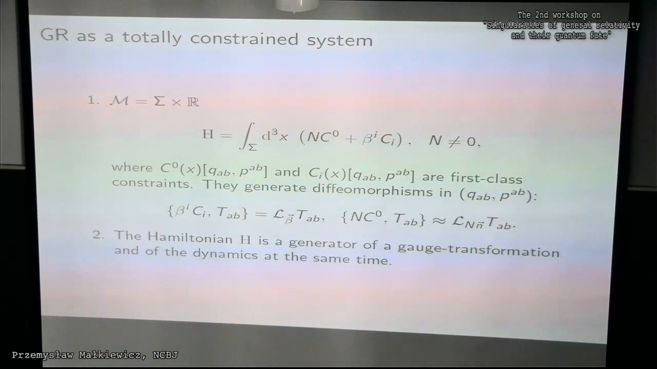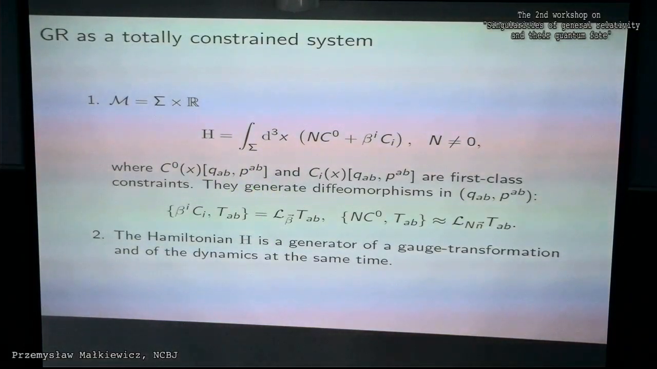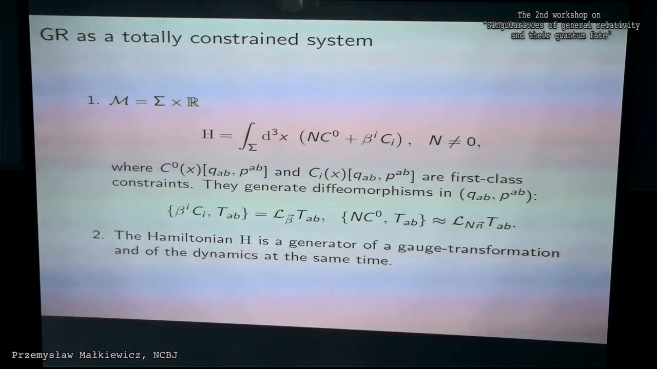Okay, so just let me say that again. In general relativity, the Hamiltonian is a constraint. In the ADM formalism, it's a sum of four first-class constraints. The constraints are functions of the metric and canonical conjugate momenta, which are proportional to extrinsic curvature. They are first class, and they generate gauge diffeomorphisms.